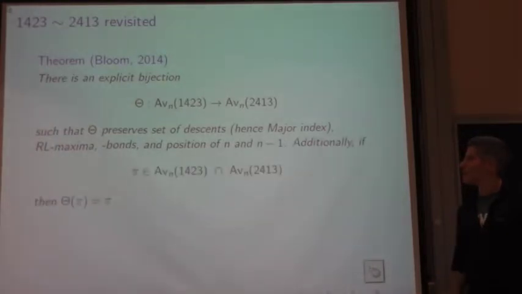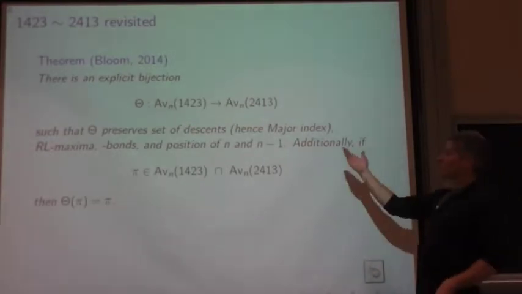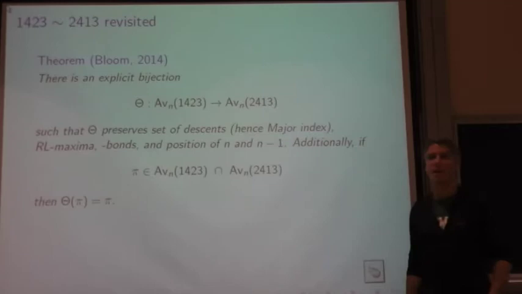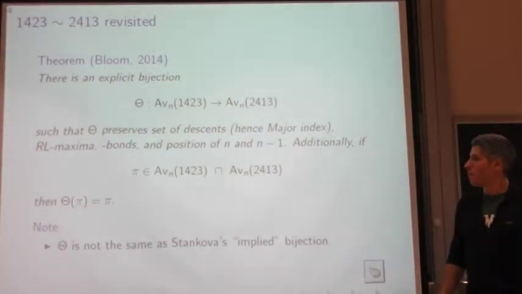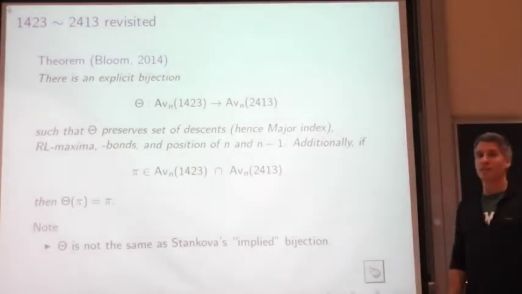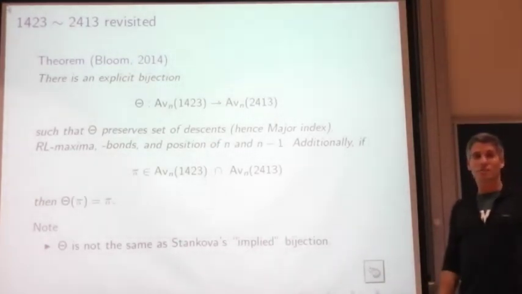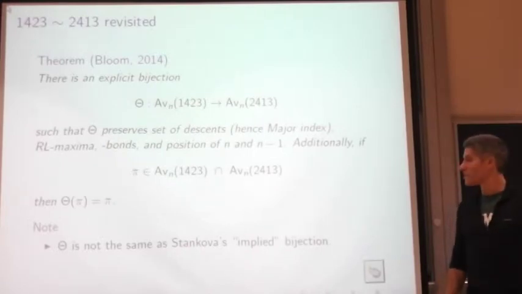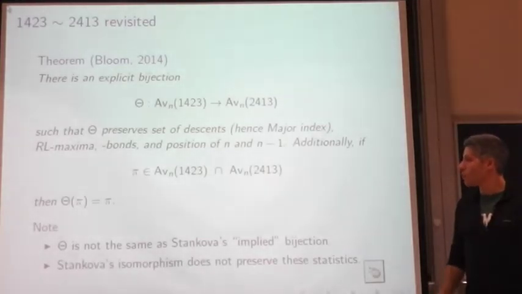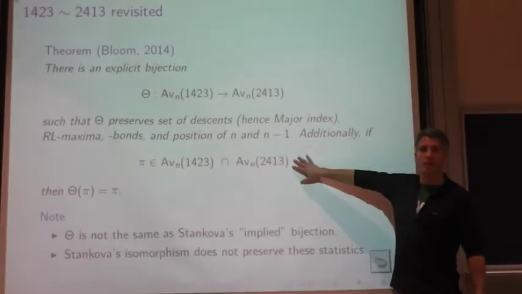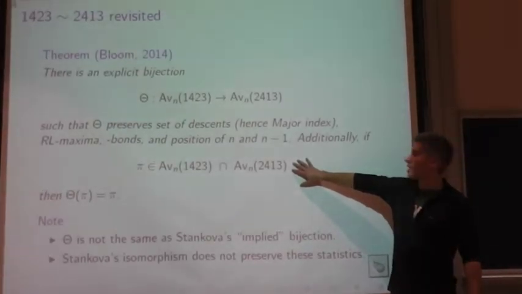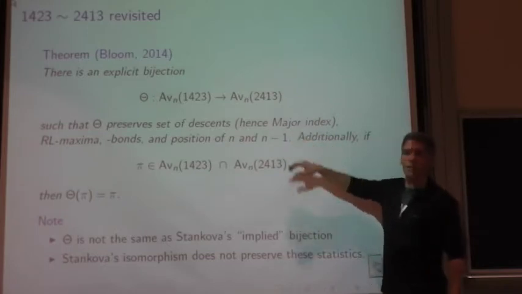Okay. And additionally, one nice thing that you would want of any bijection with this property is that if it's in the intersection, you would hope your bijection fixes it. And indeed, this bijection does do that. One thing to check is, have I done anything new? Is theta actually different from Stankova's original result? And the answer is, it is different. For example, Stankova's doesn't even have this property. It doesn't fix things that are in the intersection, and it also doesn't preserve any of those things.